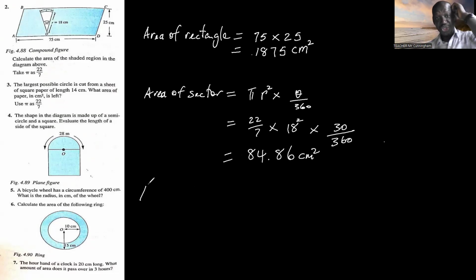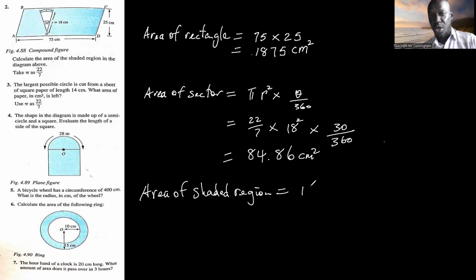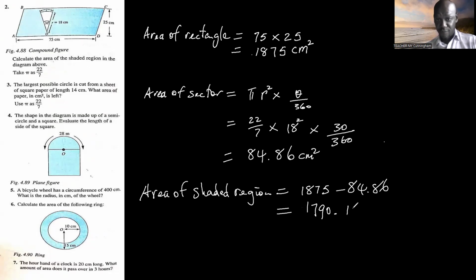So then the area of the shaded portion or shaded region is equal to 1875 minus 84.86. And that will give us 1,790.14 centimeters squared. All right, that's the answer, people. 1790.14 centimeters squared.